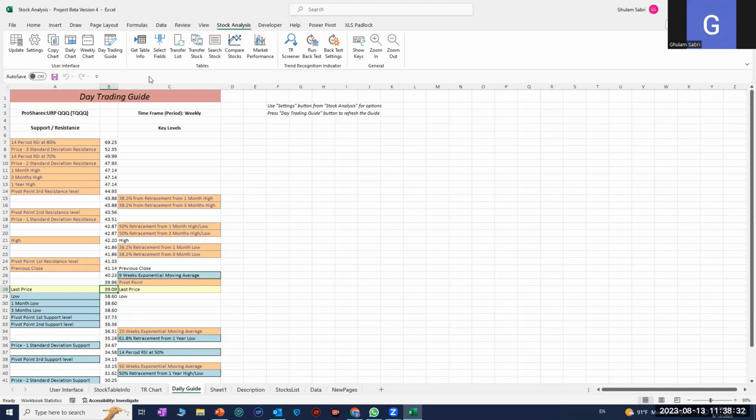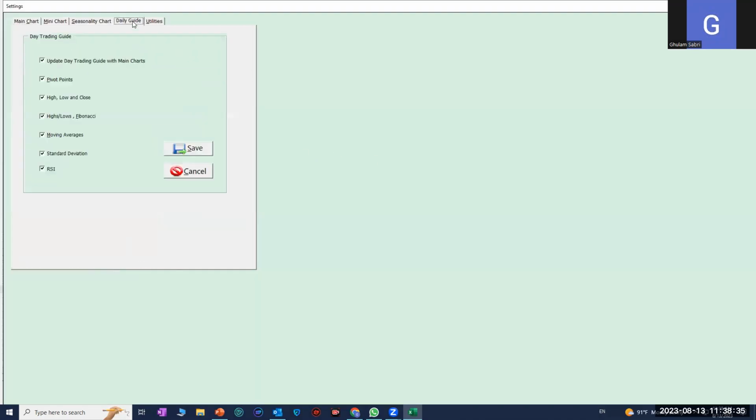Let me show you what the software does, what things it is accounting for. Day trading takes into account these things: pivot points, high low close, Fibonacci high lows, moving averages, standard deviation, relative strength, but not the volume itself. Because at 10 a.m. or 11 a.m. you don't know what the volume is going to be overall for the whole day. It could be just 10-20% at that time. So these are the factors it takes into account: pivot points, high low close, Fibonacci retracement lines, moving averages, standard deviation, relative strength, RSIs.